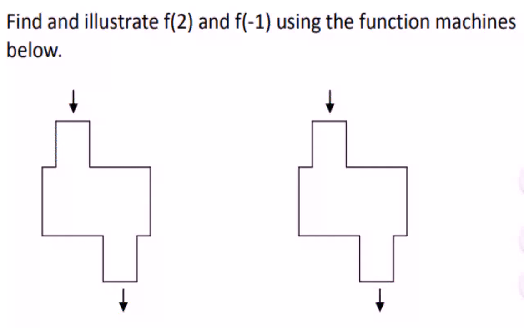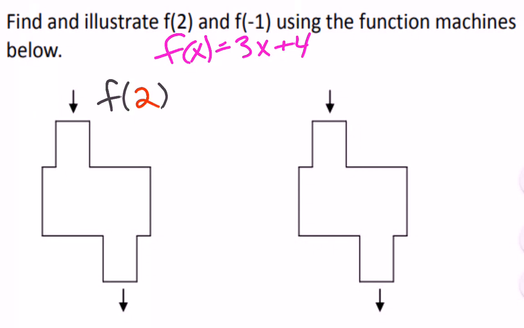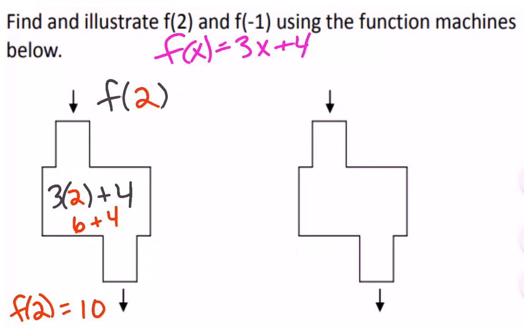So if we want to find something like f of 2, we're still going to use f of x equals 3x plus 4. We're going to use that for both of these. If I want to find f of 2, that means I'm going to plug into this machine a 2 wherever there was an x originally. So we substitute 2, and then we simplify. 3 times 2 is 6, plus 4 gives me an output of 10. So writing that in function notation, f of 2 equals 10.